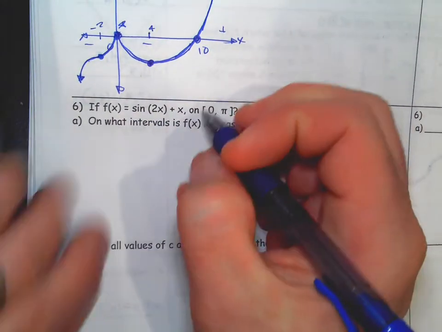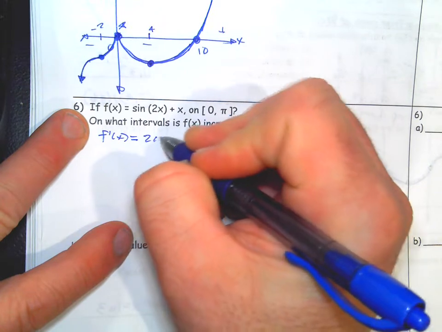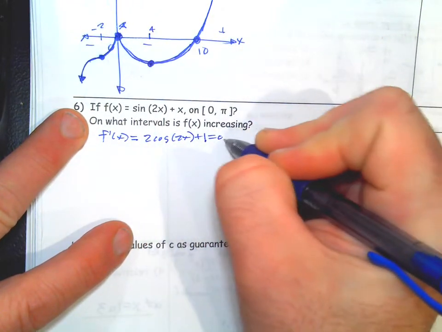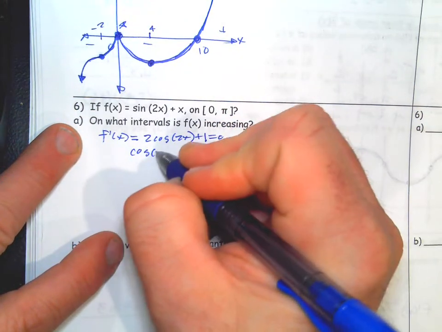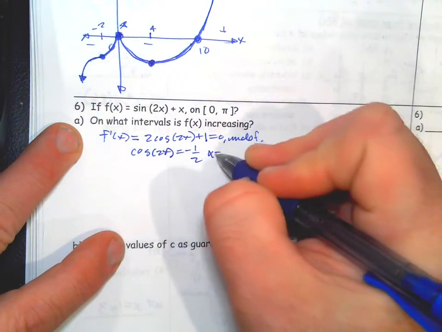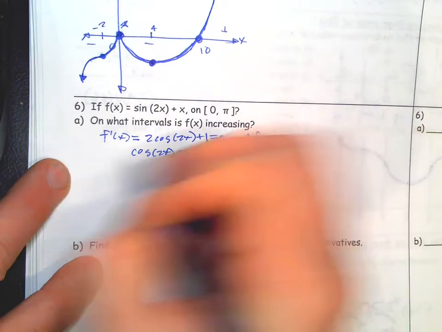When is this function increasing? So we want to take the derivative. It's going to be 2 cosine 2x plus 1, set equal to 0, or undefined. So we got a little trig problem to do. Cosine 2x equals negative 1/2. Alpha equals pi over 3. Quadrants 2 and 3.